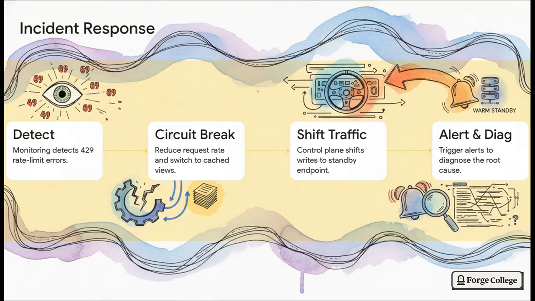We prevent that nightmare by having a strict automated incident response plan to back off elegantly. Step 1, your monitoring detects those 429 rate limit errors. Step 2, a client-side circuit breaker automatically kicks in to reduce the request rate. Step 3, your control plane dynamically shifts those crucial writes over to your warm standby endpoint. And Step 4, an alert triggers so your team can jump in and diagnose the root cause, all while the app actually stays alive for your users.